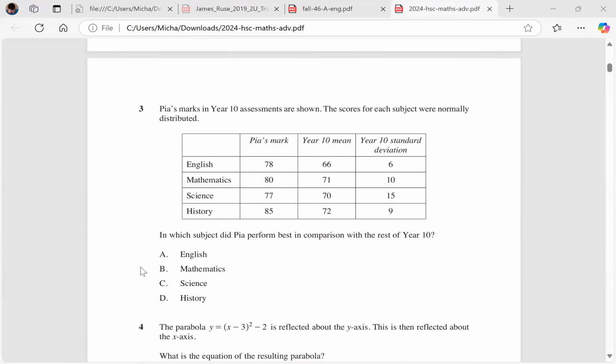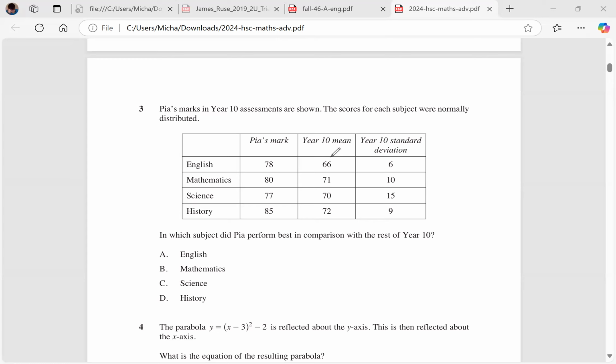I'm not necessarily doing these at the right speed, but okay, so Pia's marks in Year 10 assessments are shown. The scores for each subject were normally distributed. Which subject did Pia perform best in comparison with the rest of Year 10? Okay, so Pia performed above average in all of them. The question is how much above average.